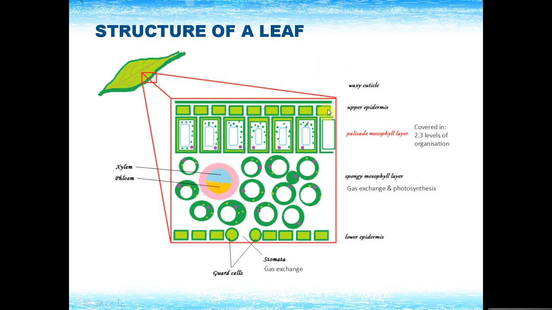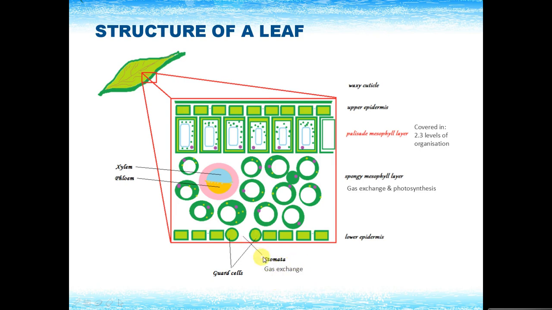So just going from top to bottom, we've got the waxy cuticle at the top of the leaf. You have the upper epidermis made of epidermal cells. You've got the palisade mesophyll layer, which is made of palisade mesophyll cells. Next, you've got the spongy mesophyll layer made of spongy mesophyll cells. And in the lower epidermis, you've got a line of epidermal cells once again. But you also have something called guard cells, which have a gap in the middle, and they are able to control the size of this gap, and we call this gap the stomata.